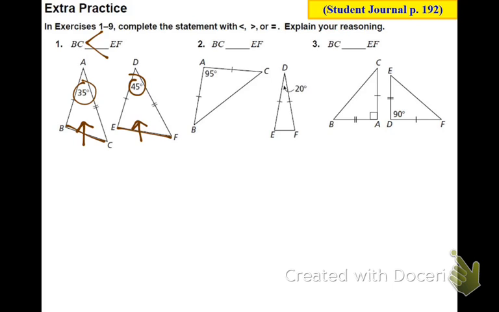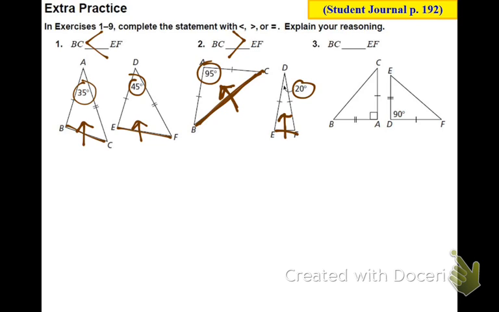The next one, we're comparing BC to EF again. BC is across from 95 degrees, which makes it a longer side. So we're going to say greater than. Yes, 95 is an obtuse angle. Greater than, because BC is across from 95 degrees, and EF is across from 20. 95 is greater than 20, so BC is greater than EF.